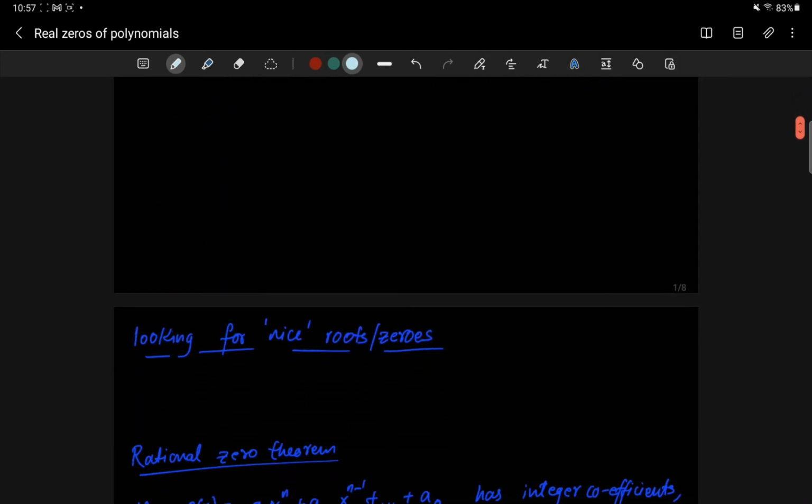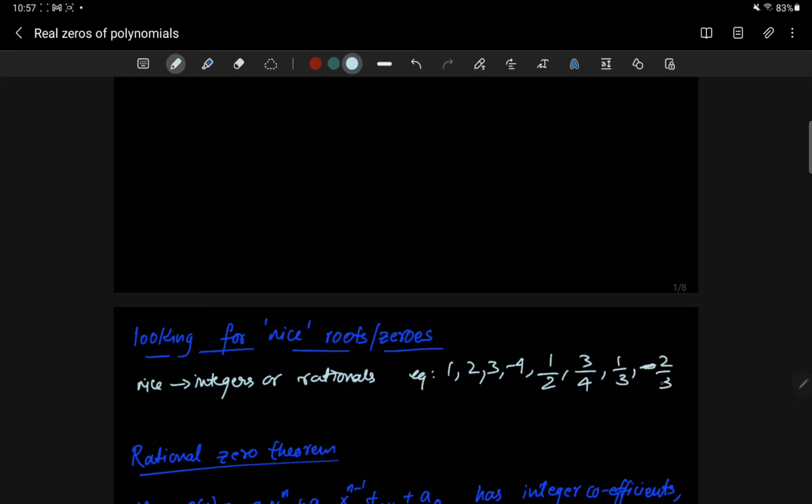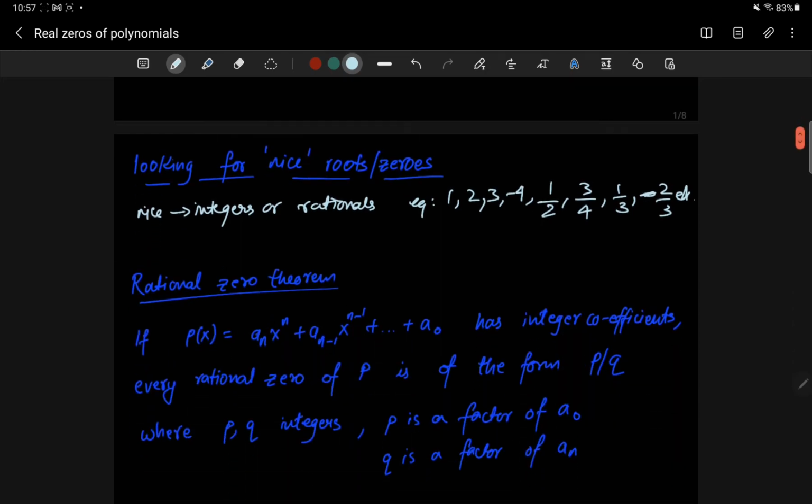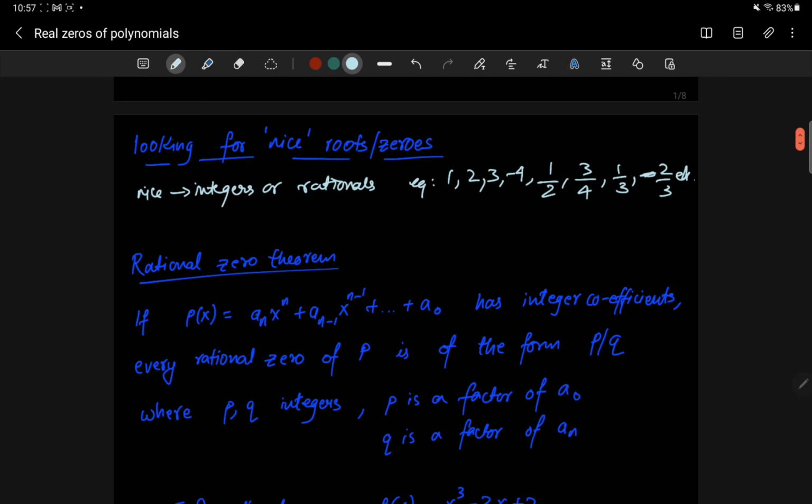So we're going to start off by trying to find nice roots. By nice, I mean either integers or rationals, for example 1, 2, 3, -4, or nice fractions like 1/2, 3/4, 1/3, -2/3, etc. This means we are first trying to find roots which are not radicals, like root 3 or root 4. But in our definition of nice, these are integers or rationals. For that, we have a theorem called the rational zero theorem.